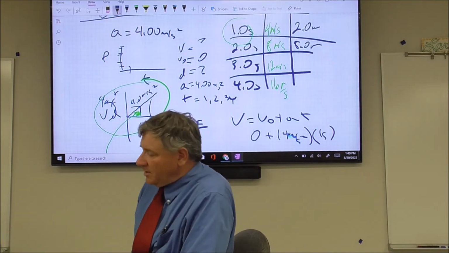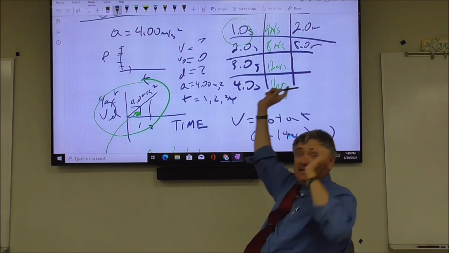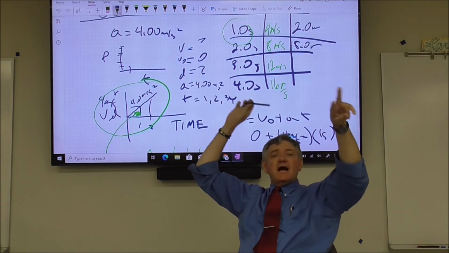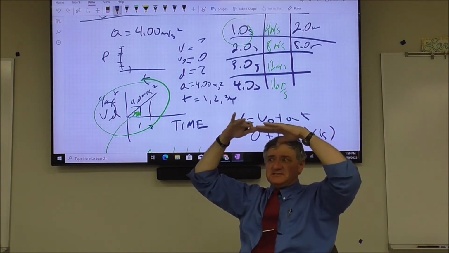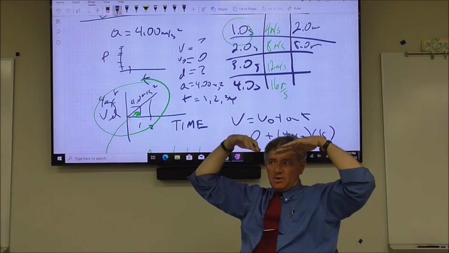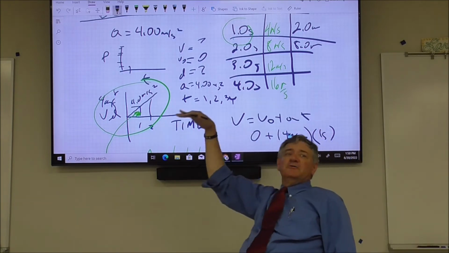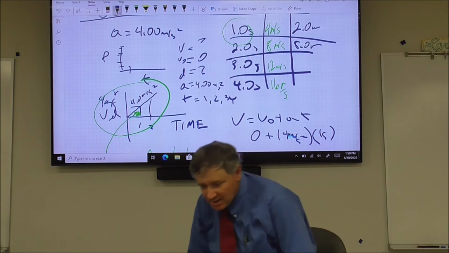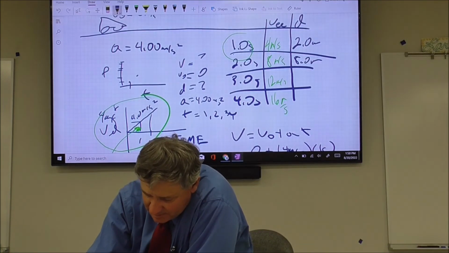Now, don't look at this and go, oh, that's magic. It's 8 meters per second and I travel 8 meters. You'll see this only happens at the end of the 2-second interval, where your velocity and your displacement are the same number. That only works at that point. Don't look at that and go, oh, that's always going to happen. No, it's not. It happened to work out that way. So at the end, I'm going to be at 8 meters.